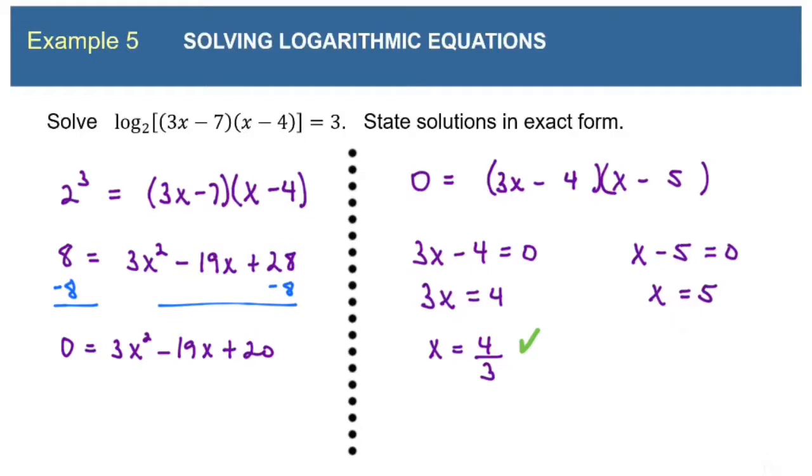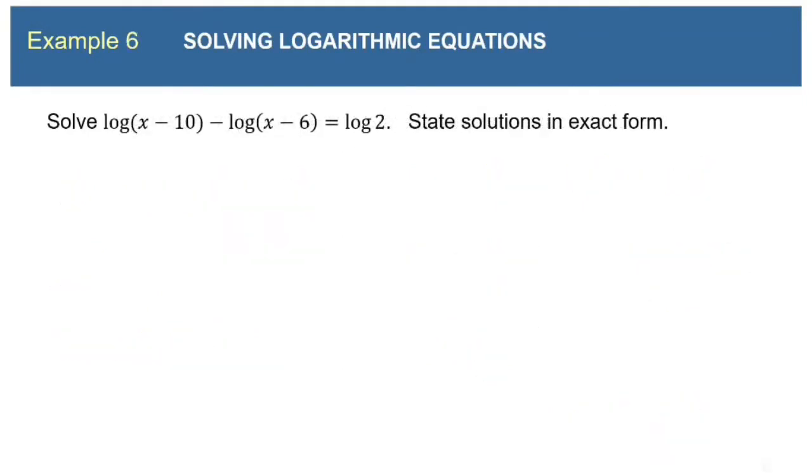If I plug in 5, 3 times 5 is 15. 15 minus 7 is a positive number. 5 minus 4 is a positive number. Positive times positive is a positive number, so this solution is also okay. So sometimes it happens that both solutions work out, and so in this case, the solution set is 4/3 and 5. Now let's look at example 6.